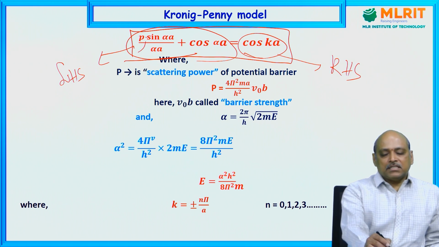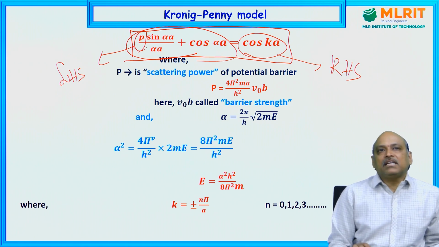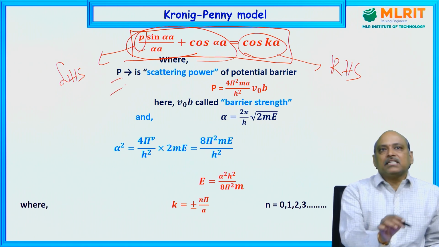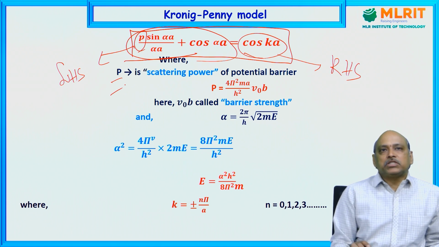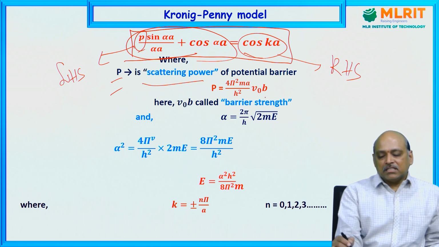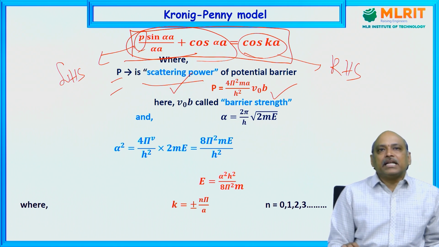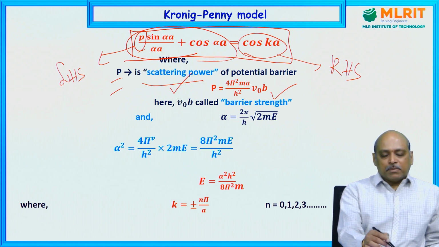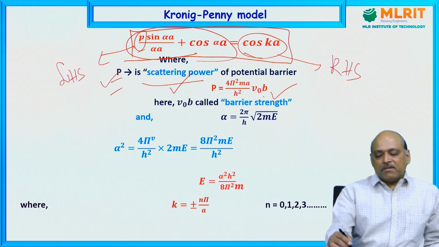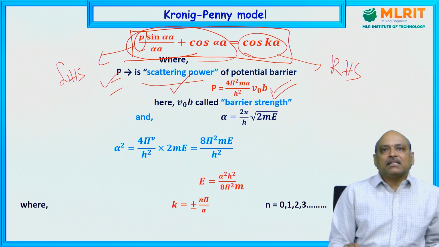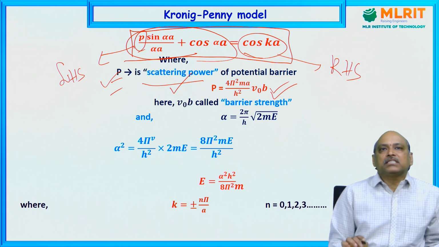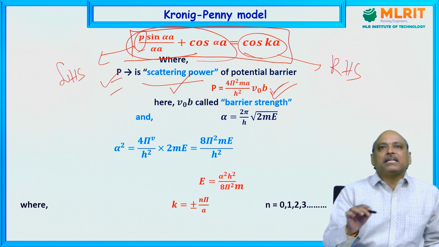Now, what is the parameter P here? What is the meaning of P? According to these two scientists, the P value was calculated like this, and this P is called the scattering power of that electron. So scattering power is taken as P, and the P value is calculated like this by these two scientists. The scattering power of the potential barrier P has been written like this.